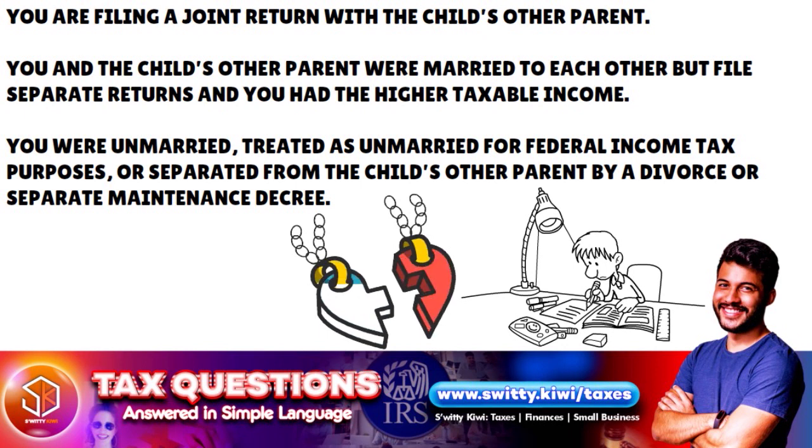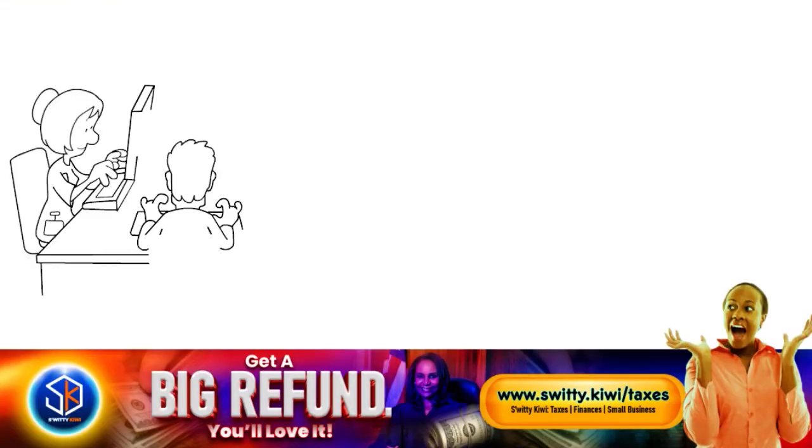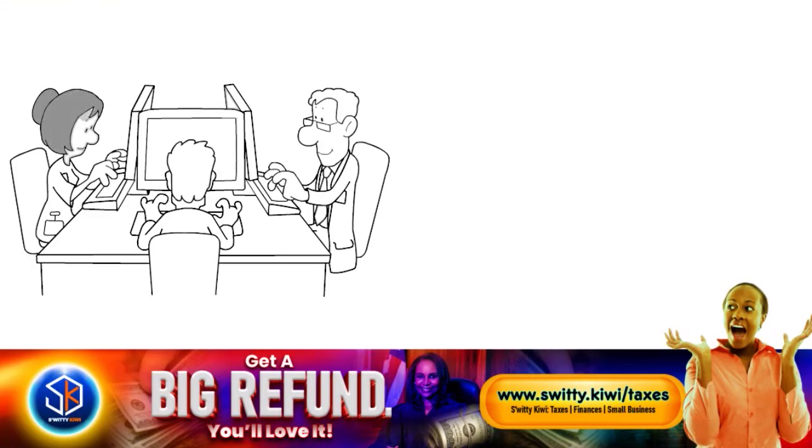But if you and your new spouse do not file a joint return, you qualify to make the election only if you had higher taxable income than your new spouse. So it's one of those things where you have to see what really works for you. And if you and the child's other parent were not married but lived together during the year with the child, you qualify to make the election only if you are the parent with the higher taxable income.